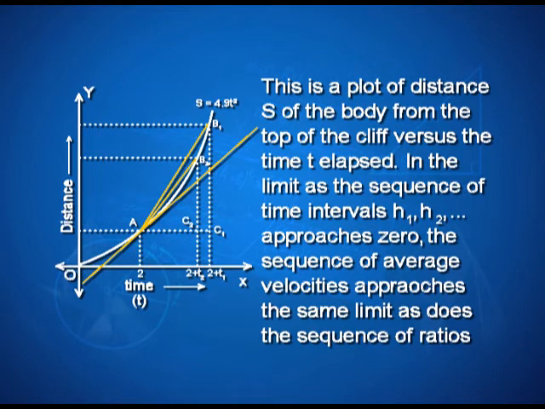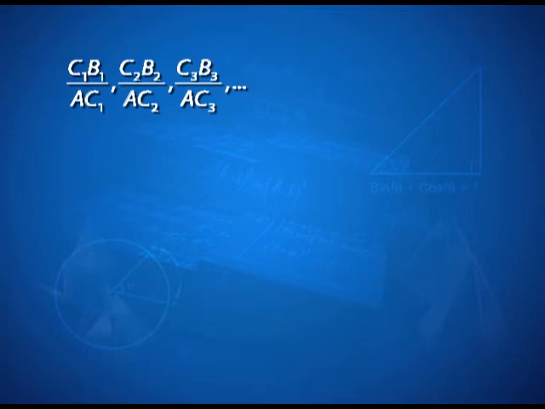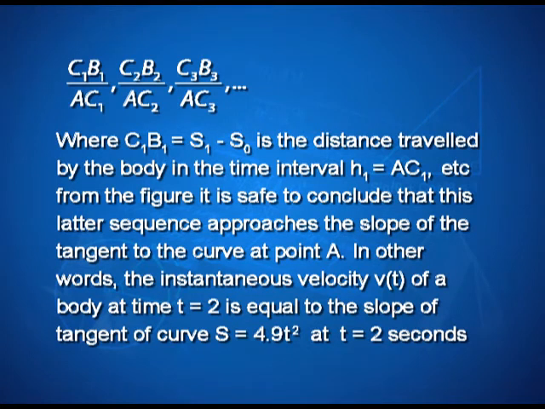In the limit, as the sequence of time intervals h1, h2 and so on approaches 0, the sequence of average velocities approaches the same limit as does the sequence of ratios, that is C1B1 upon AC1, C2B2 upon AC2, C3B3 upon AC3 and so on, where C1B1 is equal to s1 minus s0, the distance travelled by the body in the time interval h1 equal to AC1, etc. From the figure, it is safe to conclude that this latter sequence approaches the slope of the tangent to the curve at point A. In other words, the instantaneous velocity v(t) of a body at time t equal to 2 is equal to the slope of the tangent of the curve s equal to 4.9 t square at t equal to 2 seconds.